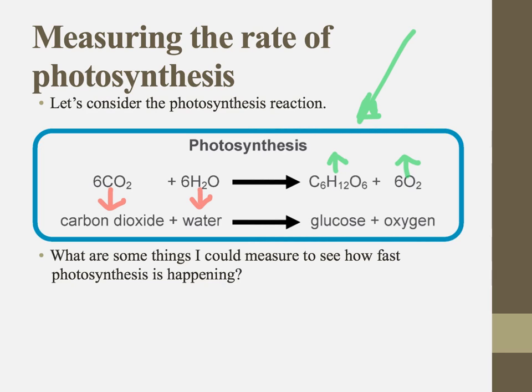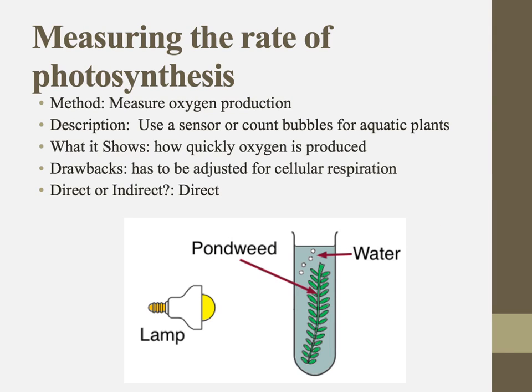Now, some of these are a little bit easier to measure than others, but things that photosynthesis uses should go down, things it produces should go up. Oxygen is one of those things that should go up. So one of the things that we can do is measure oxygen production. This is a lot easier in aquatic plants because we can simply stick them underwater, and as they're producing oxygen, that oxygen is going to be released as oxygen gas, which we're going to see as bubbles.